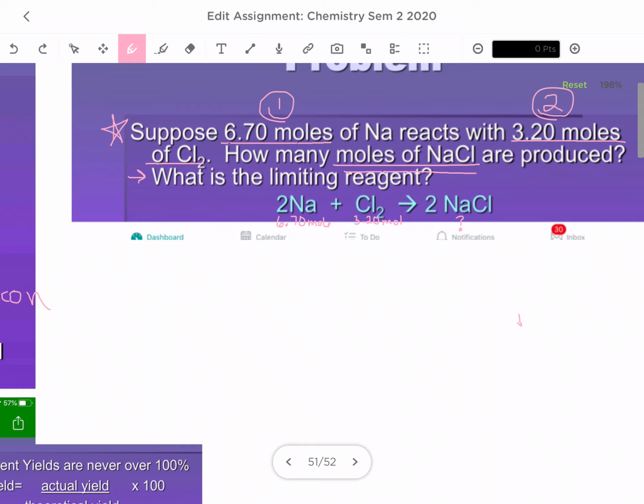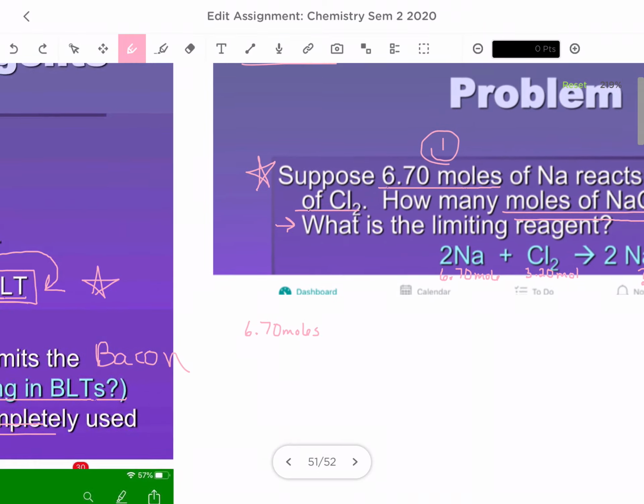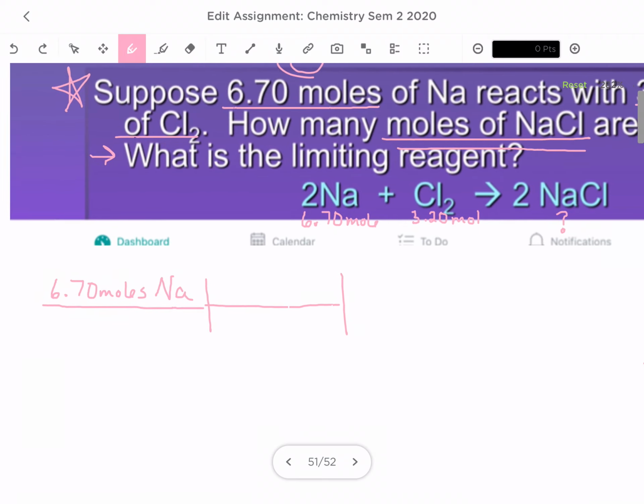Once again, I was just following steps. I read the problem. I single underlined what I am trying to find. I underlined both numbers one time because I have to do 2 problems. And then I double underlined the product that I'm trying to find. So for this problem, I'm going to go 6.70 moles of Na, and thankfully it is already in moles.